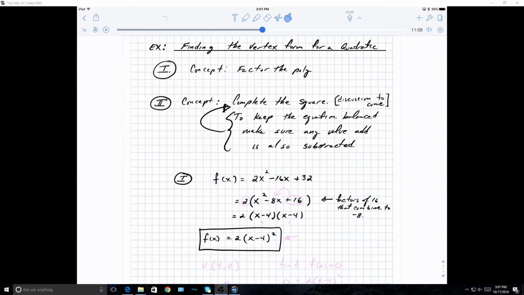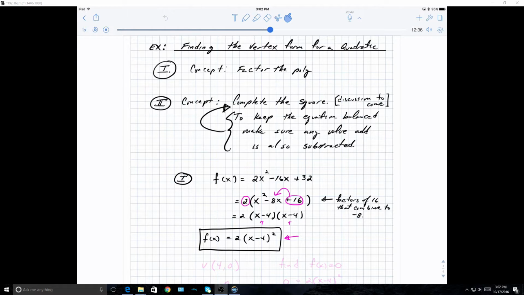But if I look at number 1 here, and I look at f being 2x squared minus 16x plus 32, it's easy to see that I could factor out a 2 from every term. So I'll just circle that. And then, again, what we're looking for are the factors of 16 that combine to give you 8. In this case, negative 8, which means that both of them have to have a negative or a subtraction here, in which case I just rewrote it in a nicer form.